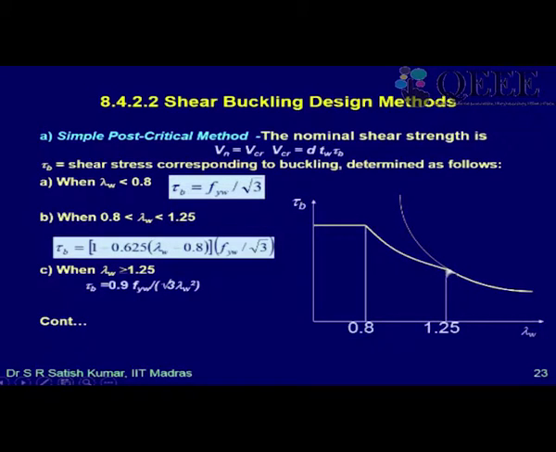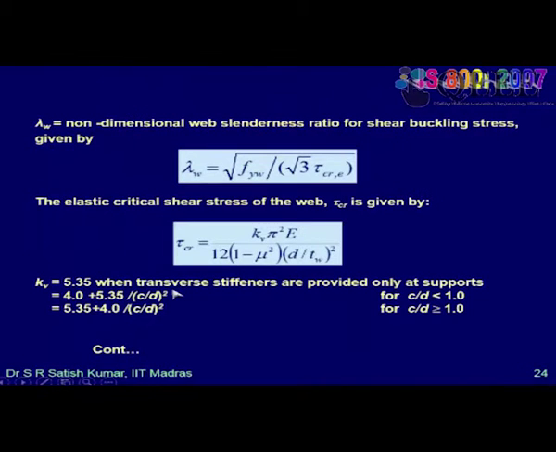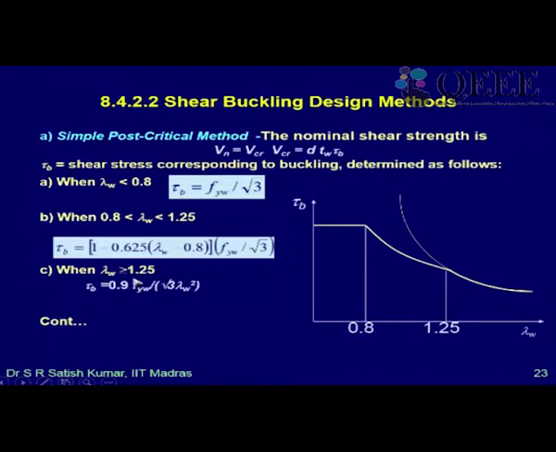If the plate has high slenderness, lambda w greater than 1.25, it buckles along the theoretical tau critical. So tau b is the same as tau critical, but the code, instead of writing tau b directly as tau critical, has given it as 0.9 times this one. Okay, so we can find that out, and we will find that for lambda w greater than 1.25, tau b will be the same as tau critical.